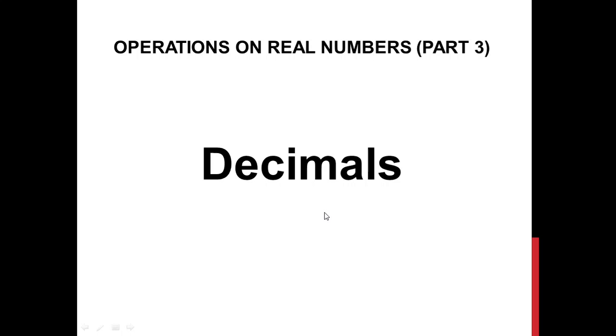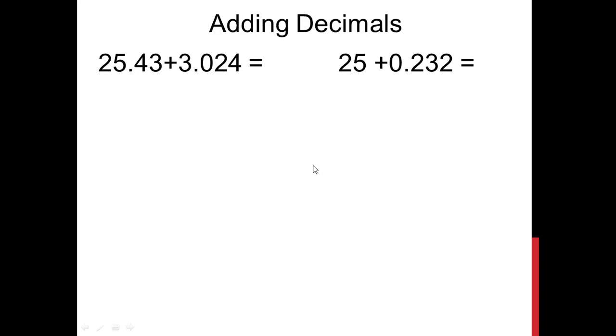Our lesson for today is operations on real numbers, part 3, operations on decimals. So let's start by adding decimals. How do we add decimals? It's very simple. All we need to do is to align the decimal point and then add normally.